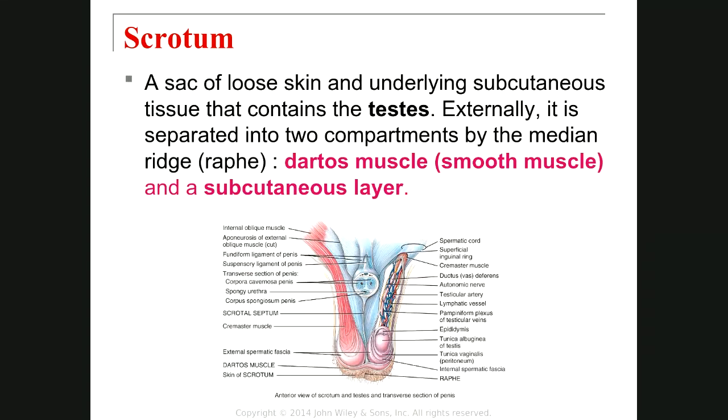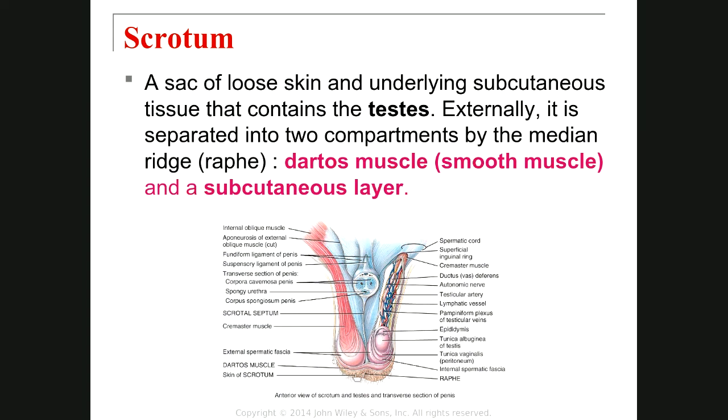First, I want to talk about the scrotum. The scrotum is this sac, as you see here. This is the supporting structure for the testes. It consists of loose skin, and we have hypodermis beneath the skin, and it hangs the testes from the root of the penis, as you see here.